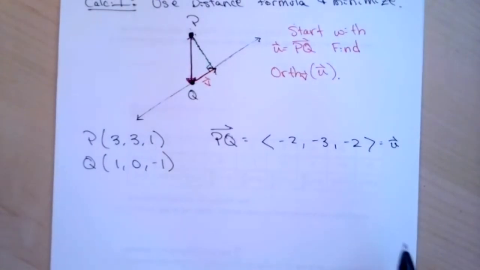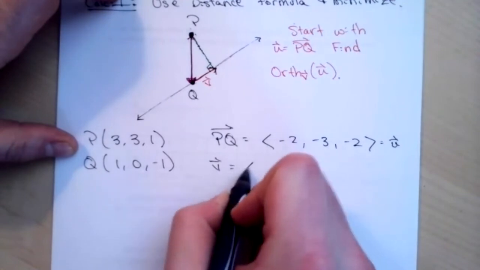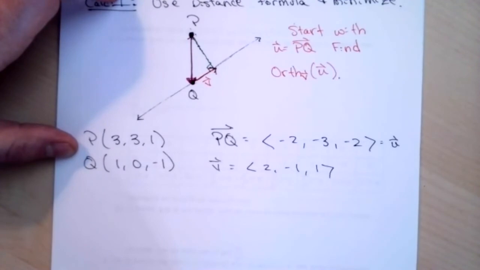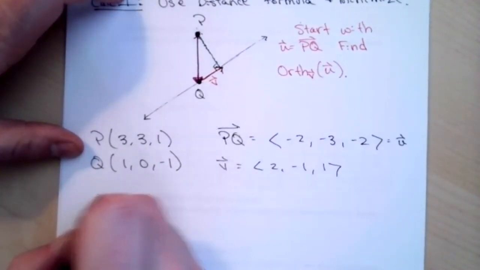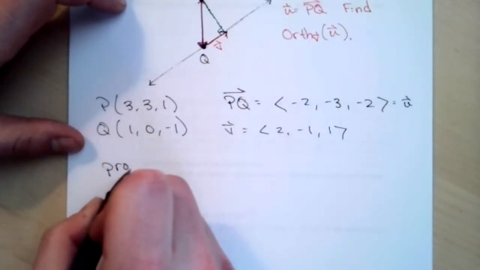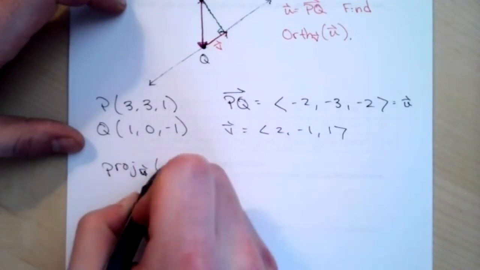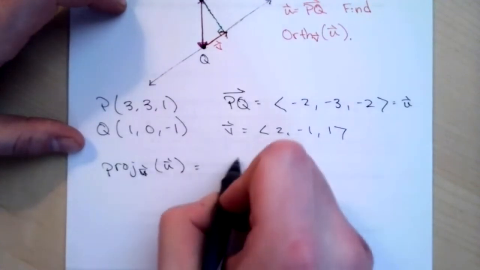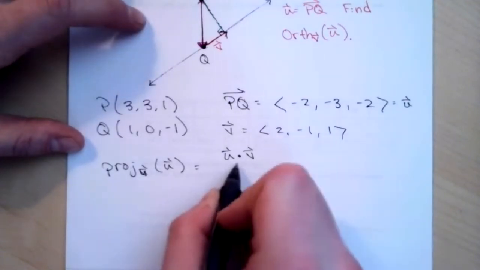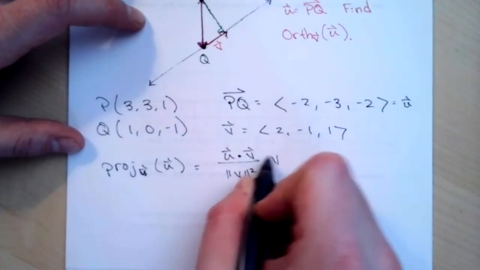And now, how do we find our orthogonal projection? Our V is (2, -1, 1). And let's go ahead and find our vector projection onto V of U, which is going to be our dot product, U dot V over norm V squared, in the direction of V.